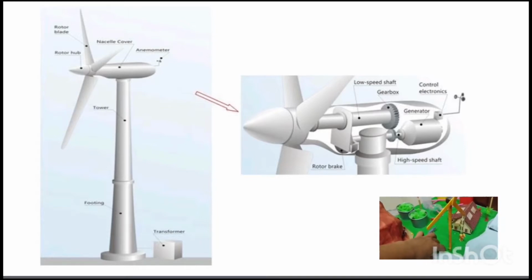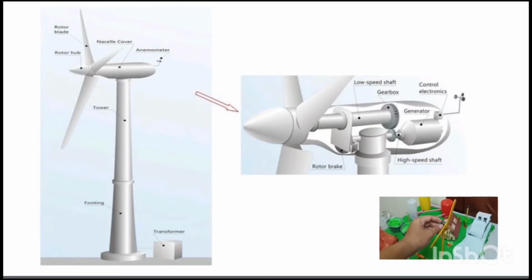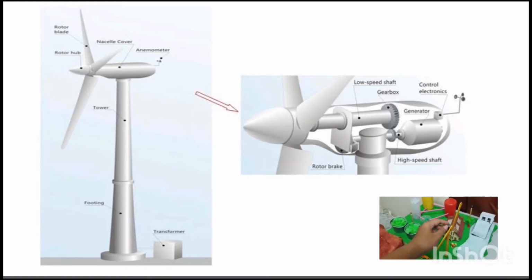Okay, for the anemometer, its function is to measure wind speed and wind pressure. This is useful for meteorologists to find the pattern of the winds in the world.